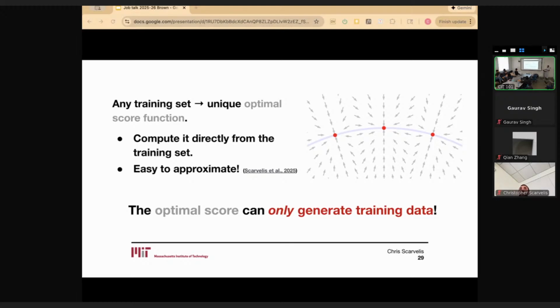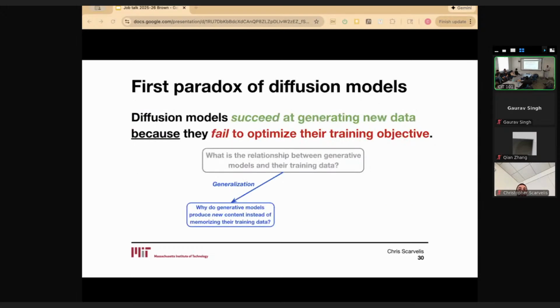And so you might ask then, in light of this, why we bother with training? Why don't we just compute that solution and skip the training step altogether? And the answer, as we saw earlier, is that doing this would only generate training data. You can see how in this example, the optimal score points straight towards the red training samples. And since sampling ultimately flows noise through this vector field, those model samples must land at the training data. So this means that diffusion models succeed at creating new data, but only by failing to optimize their training objective. And understanding how and why this happens is the problem of generalization.